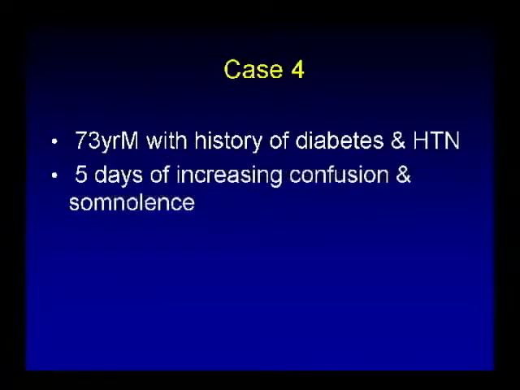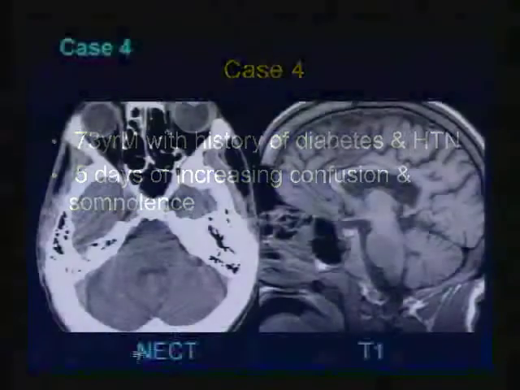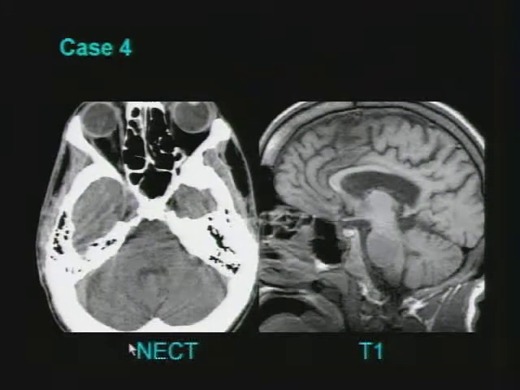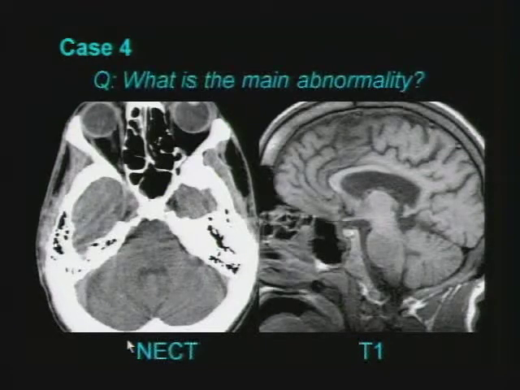This is a patient who presented with a history of diabetes and hypertension, 5 days of increasing confusion and somnolence. So we have an axial non-contrast CT, and then he went on to get a sagittal T1 weighted MRI. Can you see the abnormality here? What is the main finding here?